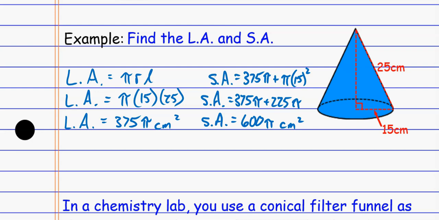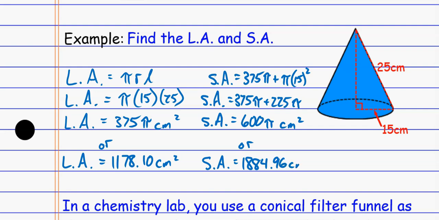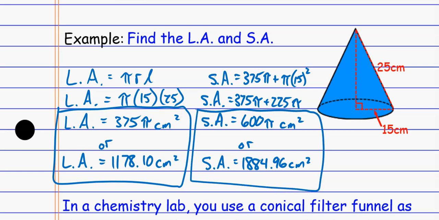But again, I'll do each of these separately. So I'll do the 375 times pi on my calculator. And once again, I'm using the pi button on my calculator. So the rounded off answer is 1178.10 square centimeters. Over here, I'm going to separately punch this in, 600 pi. Again, I'm not using the rounded off answer. I'm starting with an exact answer and then plugging it in and rounding it off. Okay, that's it. There's the lateral area and the surface area, both the exact value and the rounded off value.